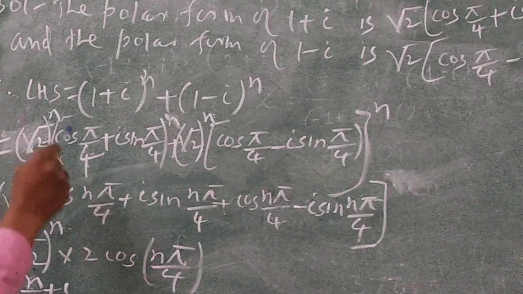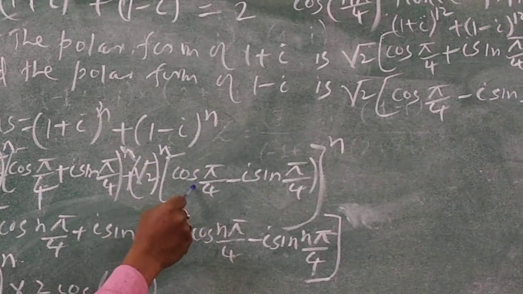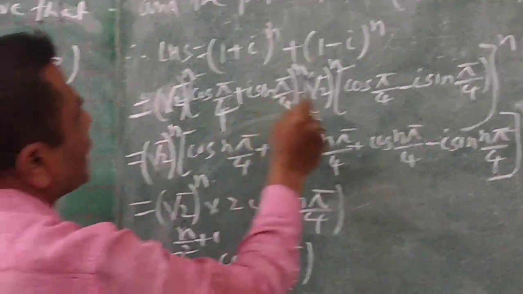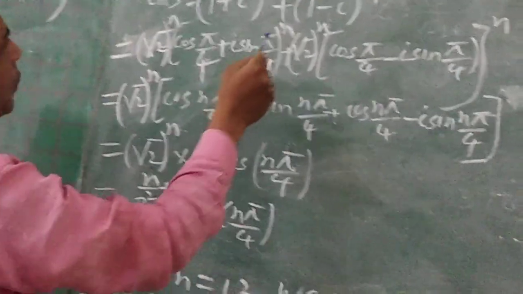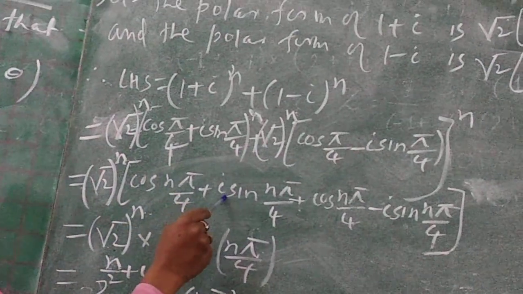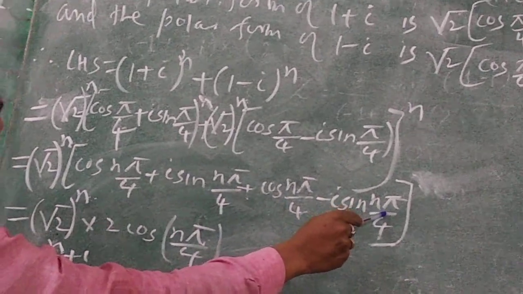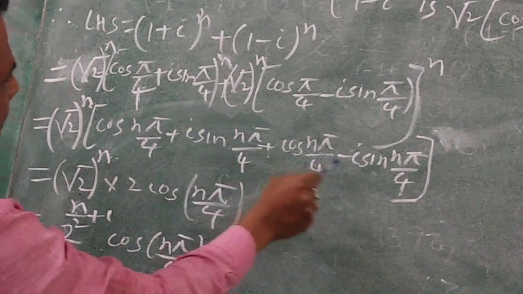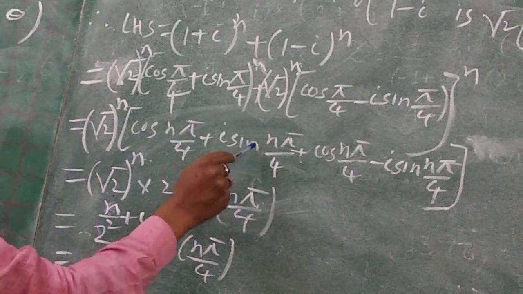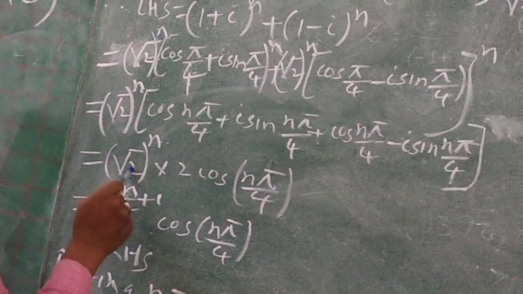Therefore our LHS becomes root 2 raised to n into (cos pi/4 + i sin pi/4) raised to n plus root 2 raised to n into (cos pi/4 - i sin pi/4) raised to n. So root 2 raised to n is common, and we use our De Moivre's here also. So that is cos n pi/4 + i sin n pi/4 + cos n pi/4 - i sin n pi/4. The i sin n pi/4 terms with plus and minus get cancelled. Cos of n pi/4 plus cos of n pi/4 becomes 2 times cos of n pi/4, times root 2 raised to n.